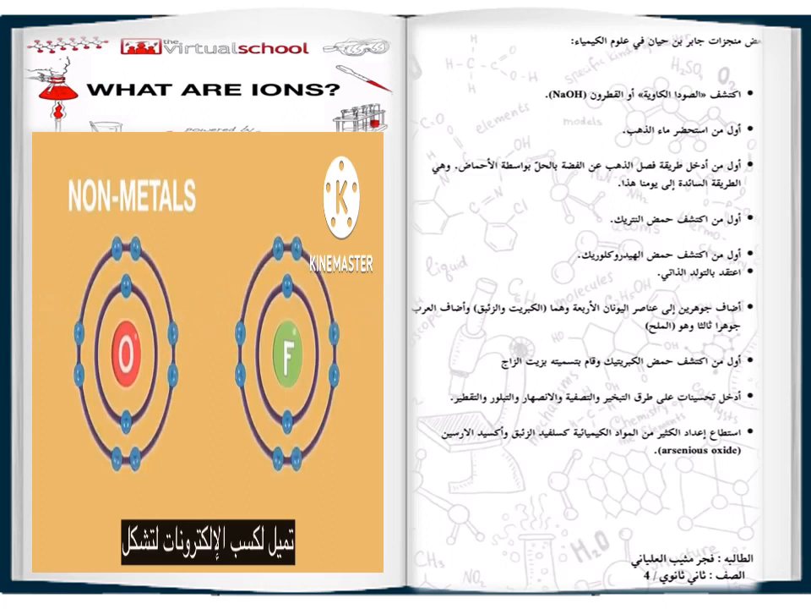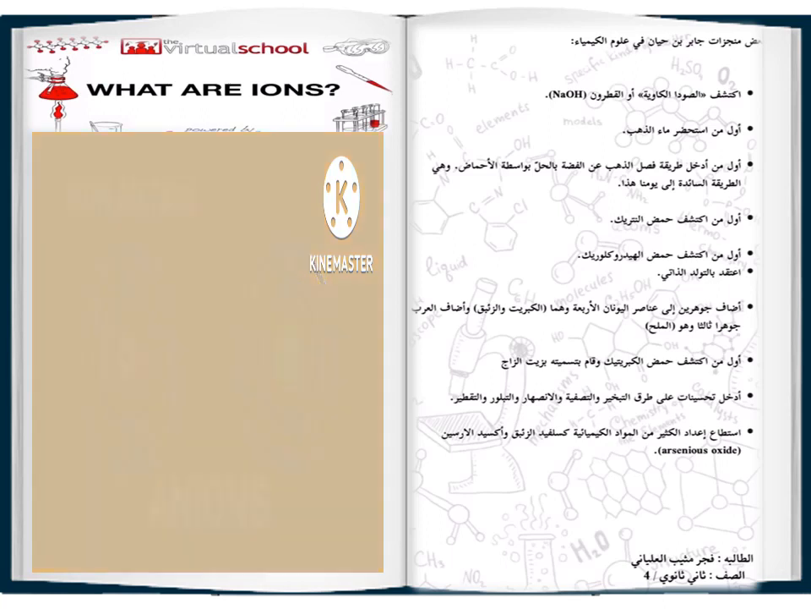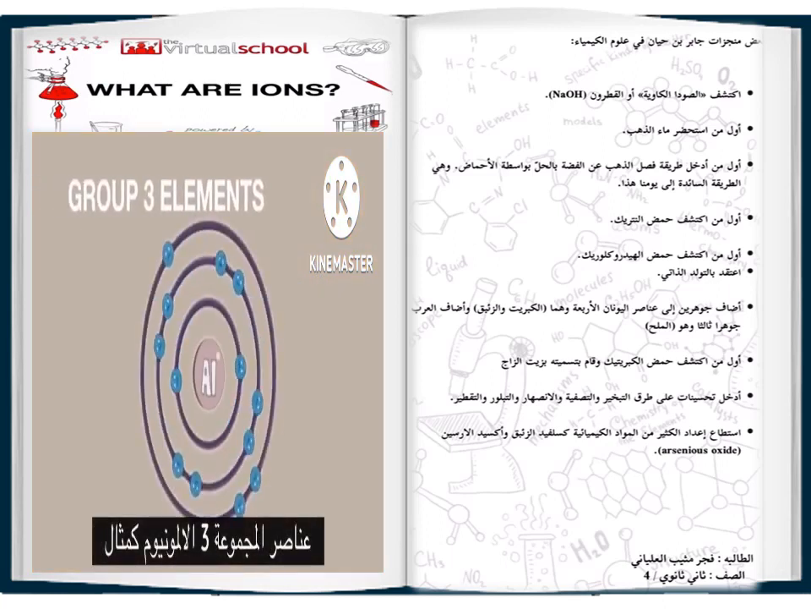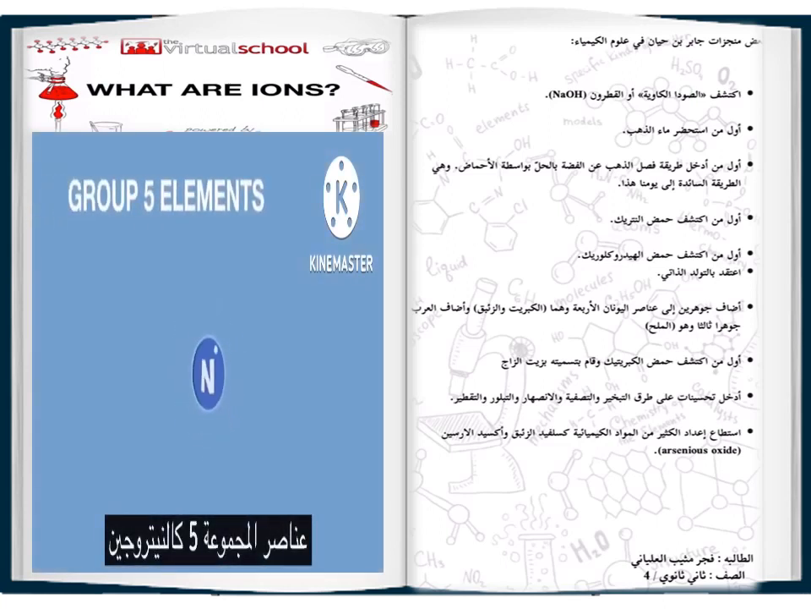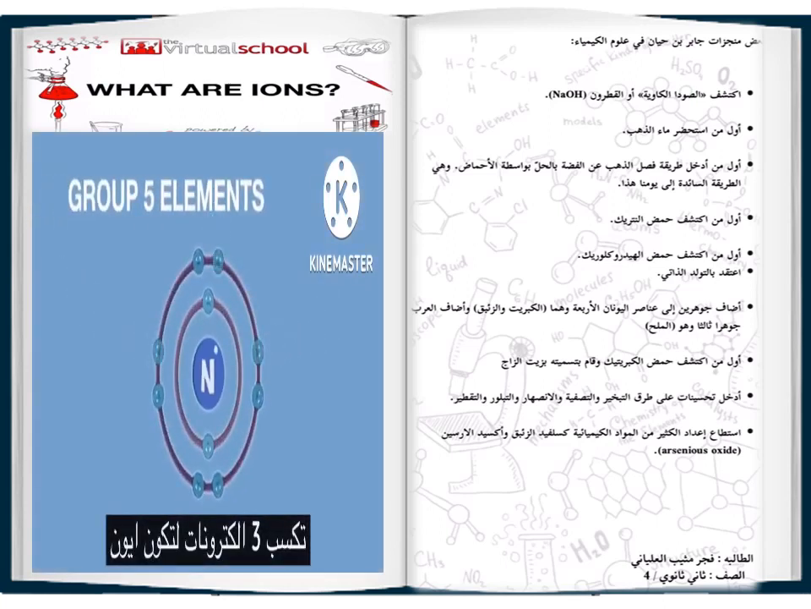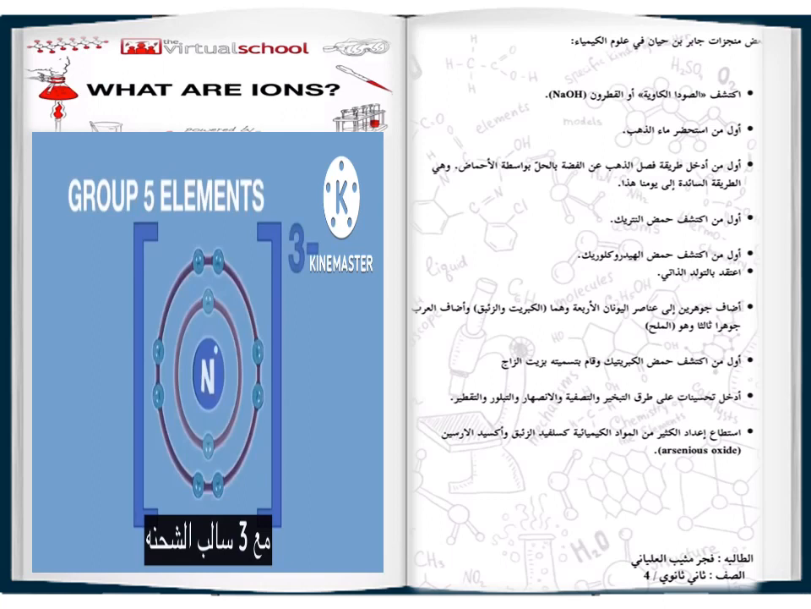Nonmetals tend to gain electrons to form anions. Group 3 elements, such as aluminum, lose 3 electrons to form ions with a +3 charge. Group 5 elements, such as nitrogen, gain 3 electrons to form ions with a -3 charge.